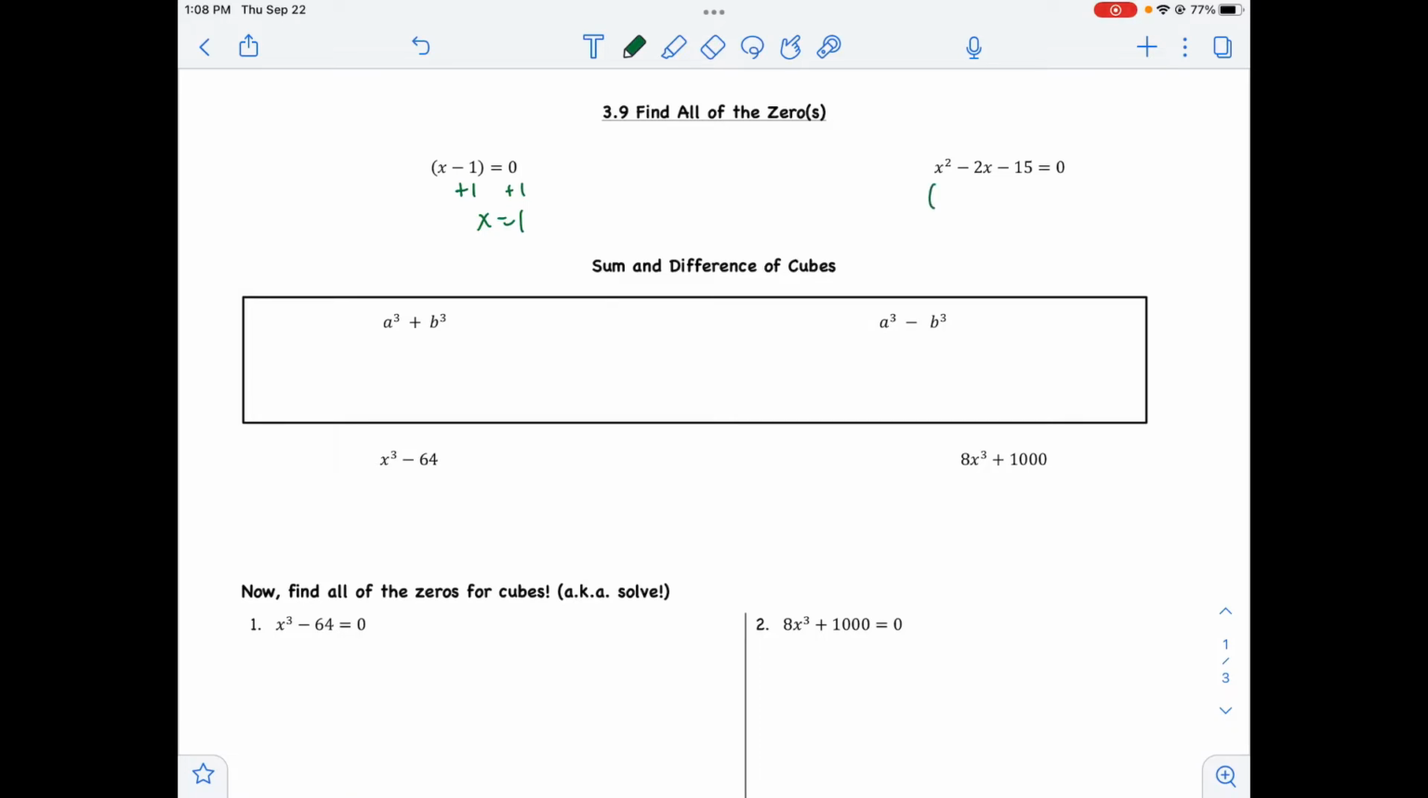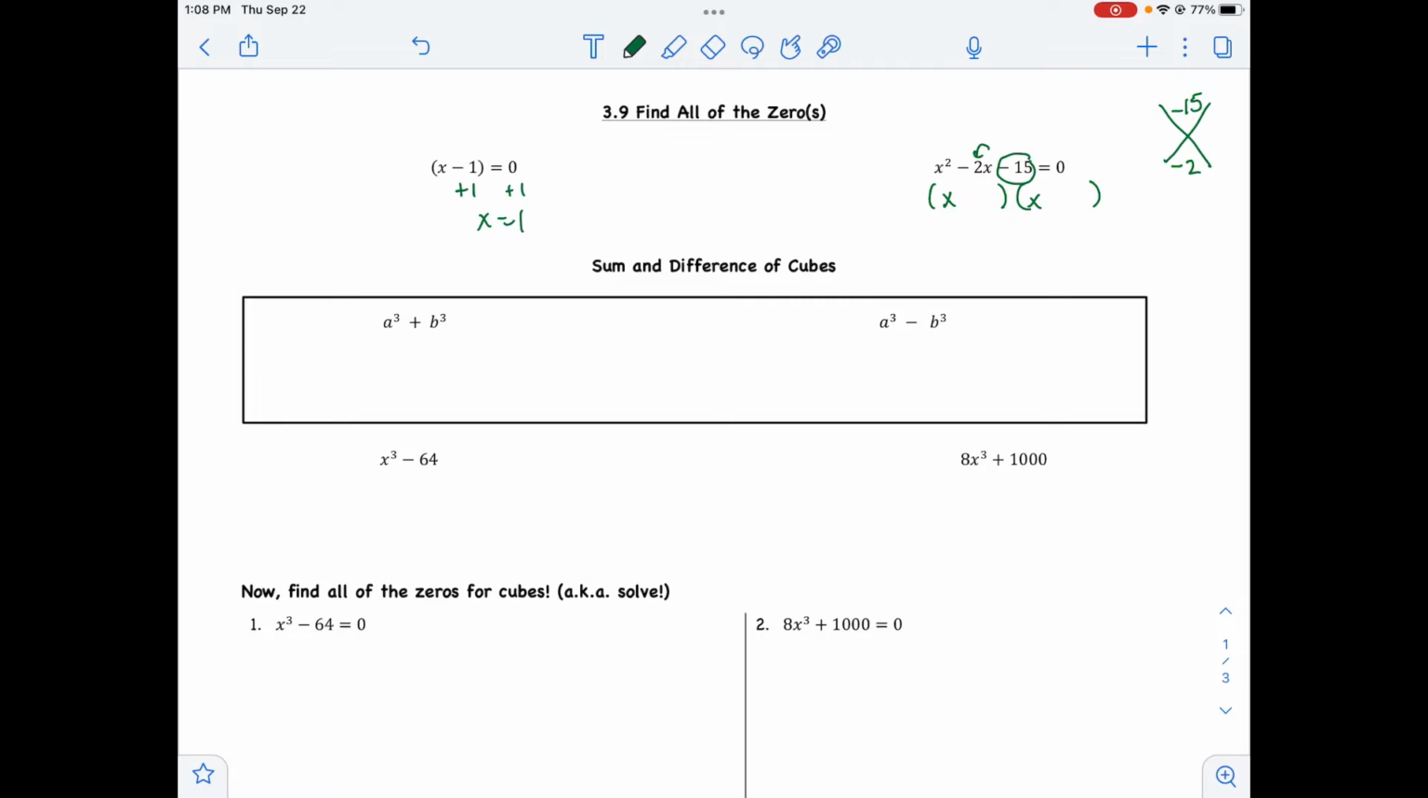So we think about, can we factor? So we have x split up, and I'm looking for two factors that multiply to a negative 15 and add together to a negative 2. You can use any method you want to help you with that. So I know I want them to multiply to negative 15 and add to negative 2. So I think about my factors.